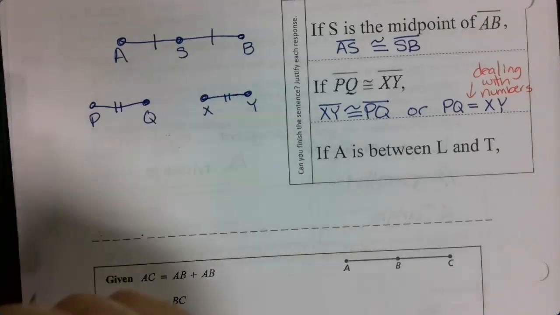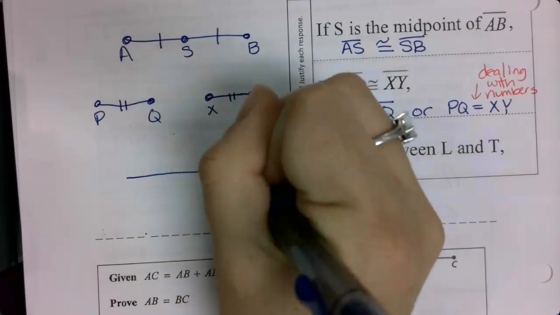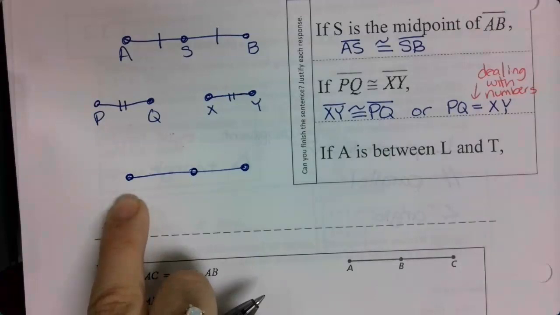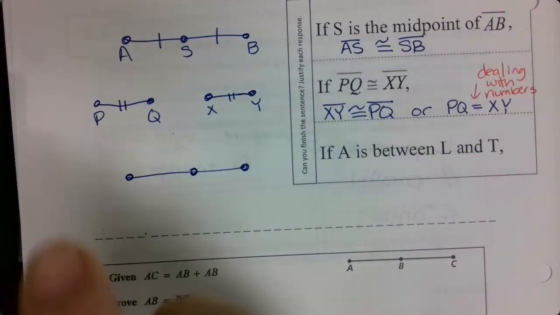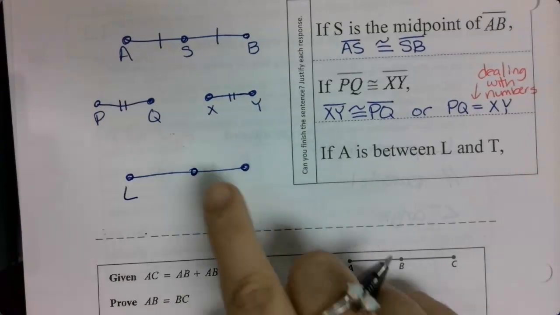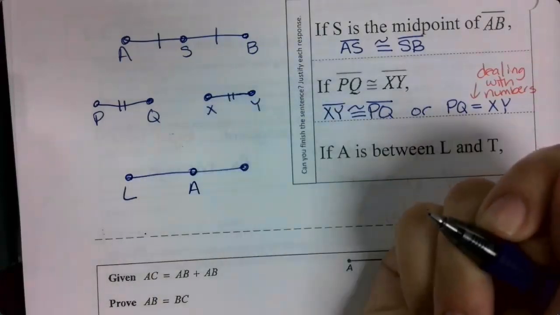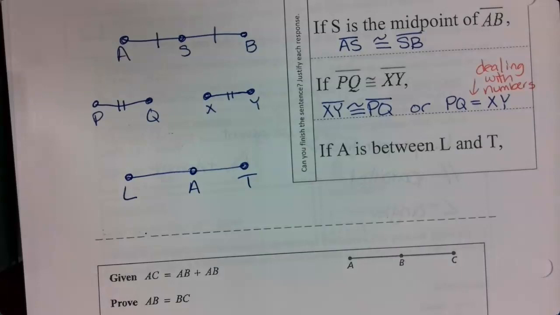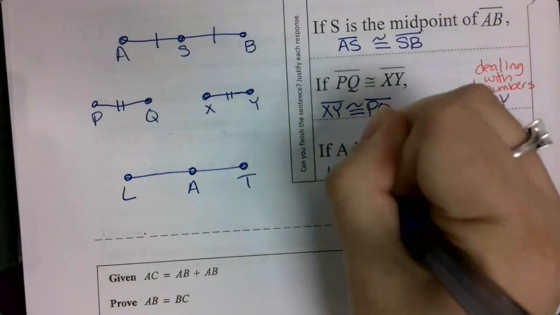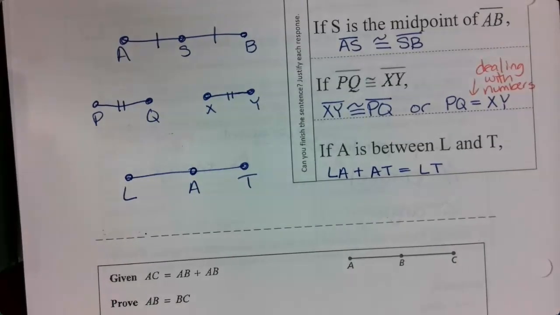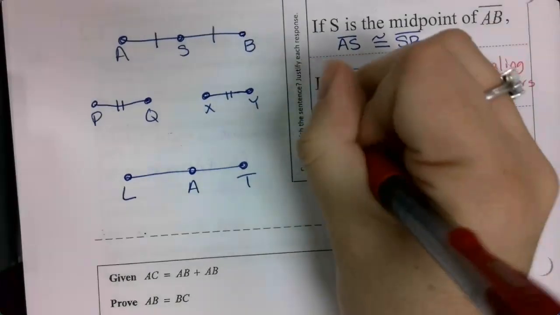Okay, my last one says A is between L and T. So I'm going to have 3 points on this line. What letter do you want right here? L. T would have been fine too. Which one do I want in the middle? A, because it says it's between. And then the one at the end has to be T. So, for this one, I'm going to say LA plus AT equals LT. So to get the entire length of the line, I added the two segments together. This is called the segment addition postulate.